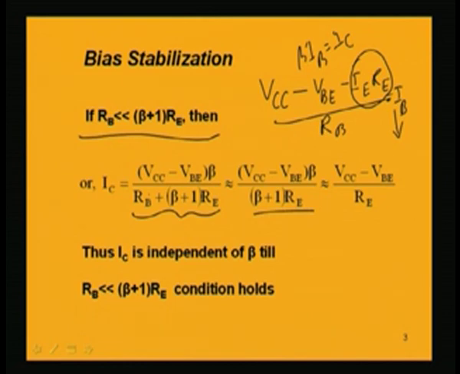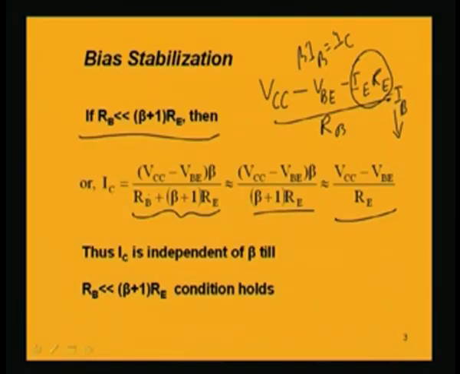So, we can write (beta plus 1) RE, and beta and beta plus 1 are almost equal, because beta is a high value. Suppose beta is 100 and the other is 101, it can be assumed to be equal. So, beta and beta plus 1 can be cancelled out. In this expression of IC, we will now be left with the final expression VCC minus VBE by RE, which gets rid of the term beta, and that is the aim of our design, because we should get rid of the term beta in the expression for IC, since beta variation will then not affect IC, and IC will not vary with beta.